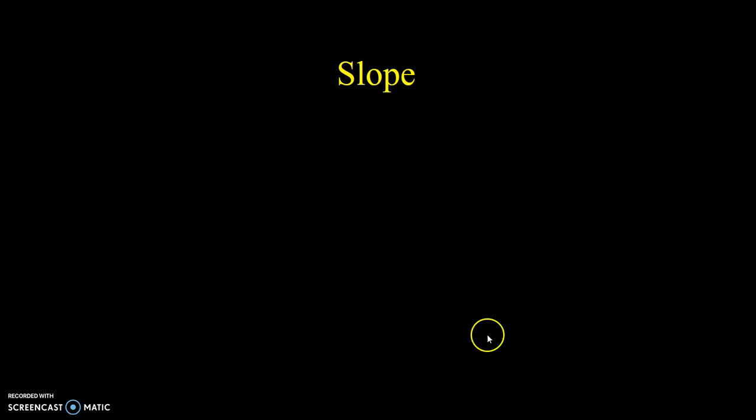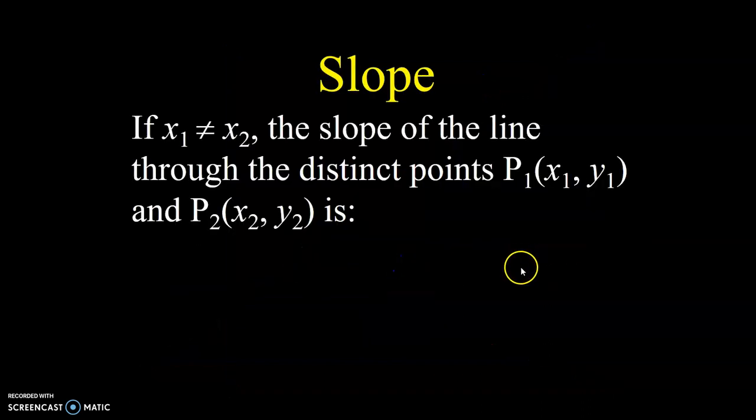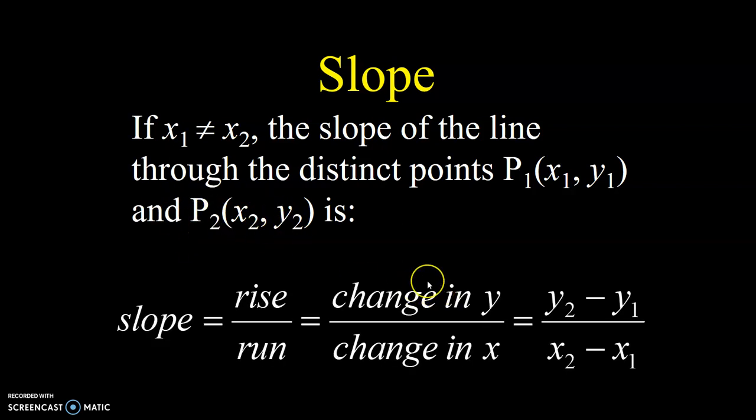Let's go now to the slope of the line. The slope of the line describes the direction of the line. Where will the line go: up, down, or slant? That is the description of the slope of the line. If x sub 1 is not equal to x sub 2, the slope of the line through the distinct points, point 1 (x sub 1, y sub 1) and point 2 (x sub 2, y sub 2), is called the rise over the run.